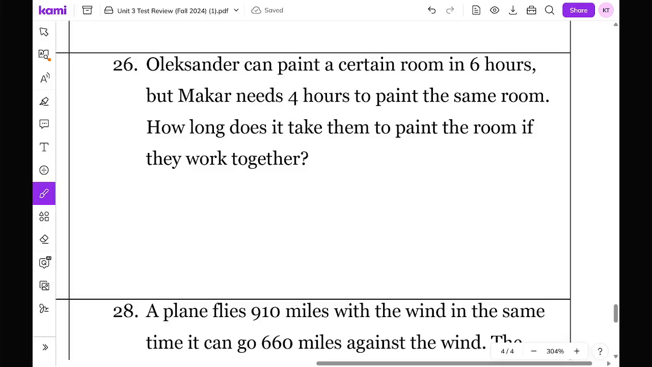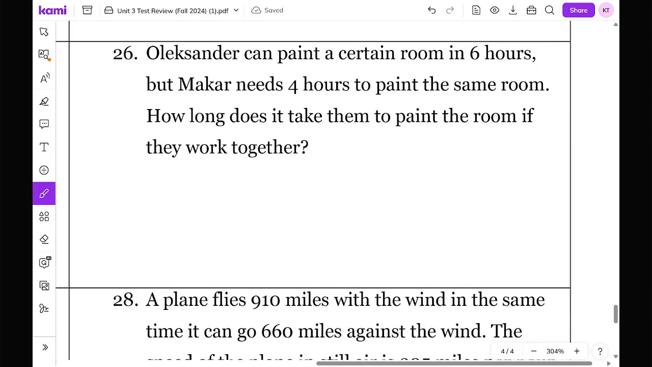Okay, so for this question, we have Alexander painting a certain room in 6 hours and Makar taking 4 hours to paint that same room. How long would it take if they were to paint the room together? So this is a work question.